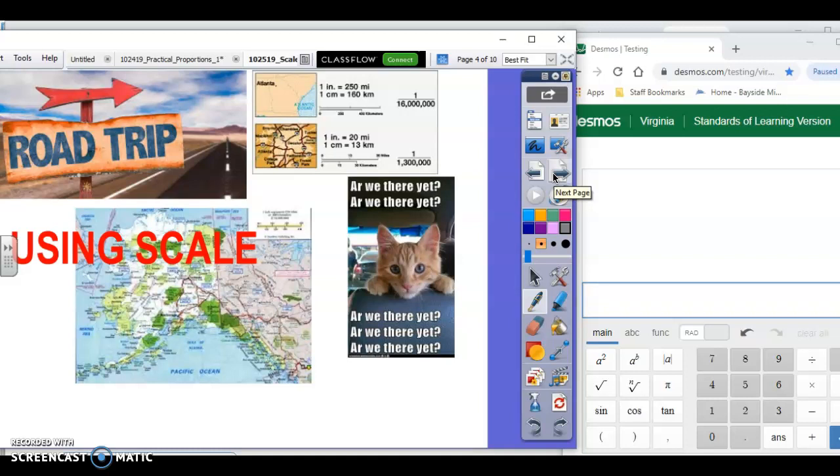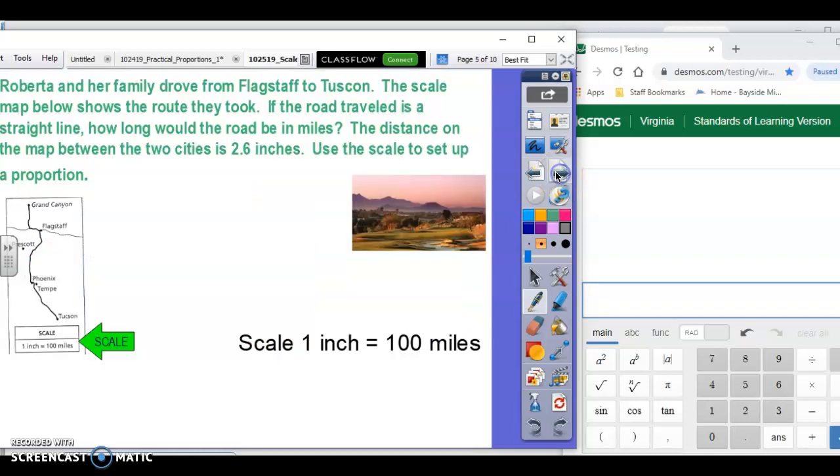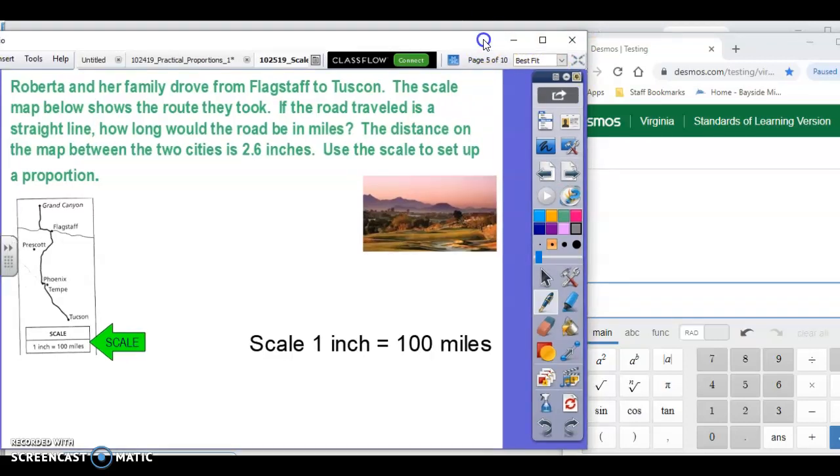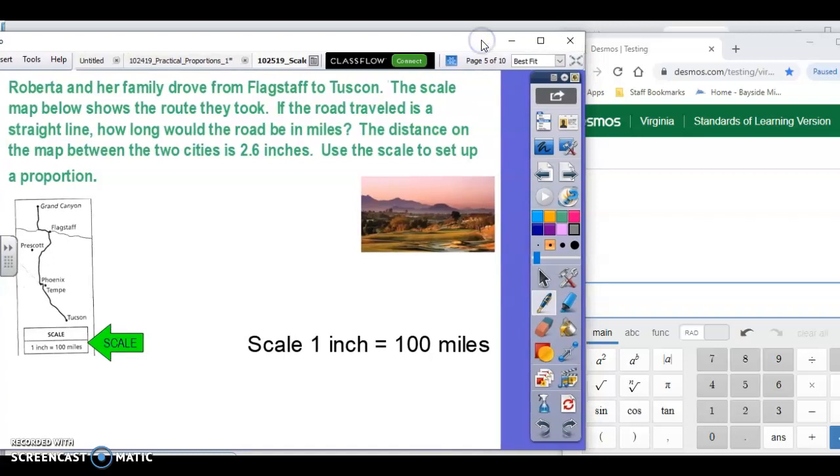So here's different places we have scales again, on a map. We talked about that the other day. So this problem, let me move this over just a little bit. It says, Roberta and her family drove from Flagstaff to Tucson. The scale map below shows the route they took. If the road traveled is a straight line, how long would the road be in miles? The distance on the map between the two cities is 2.6 inches. Use the scale to set up a proportion.